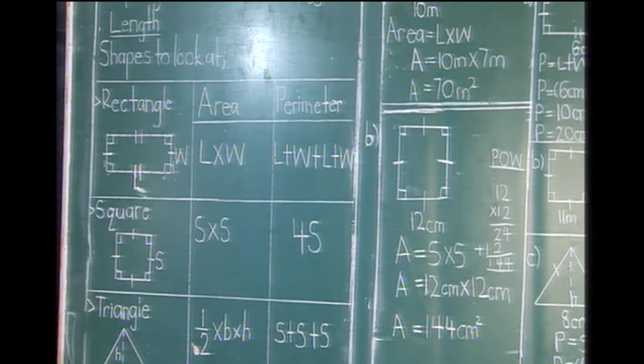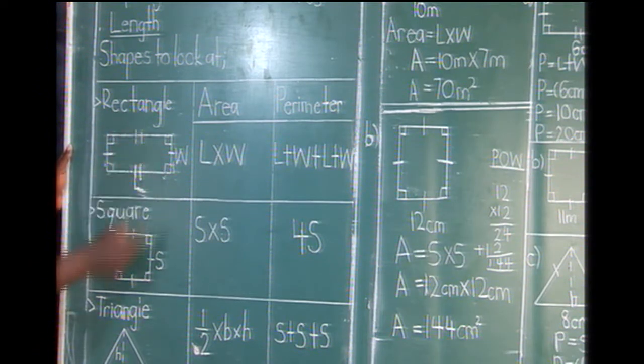This is a square. A square is a four-sided polygon with all sides equal. Now, how do we know that all sides are equal to name it a square? You will look at these marks here. We have marked 1, 1, 1, 1 around, whereas for a rectangle, we had 2, 2, and here 1, 1.